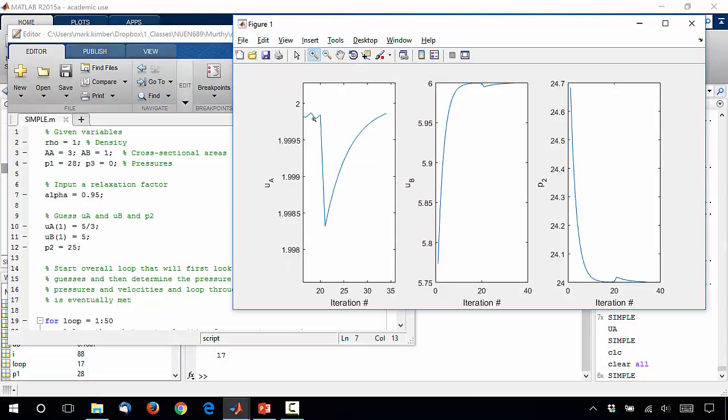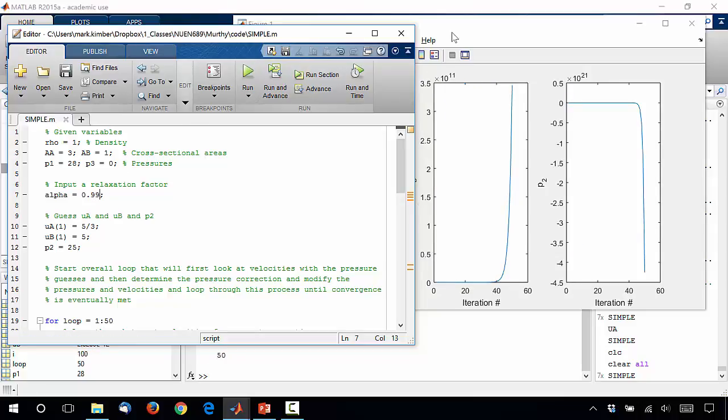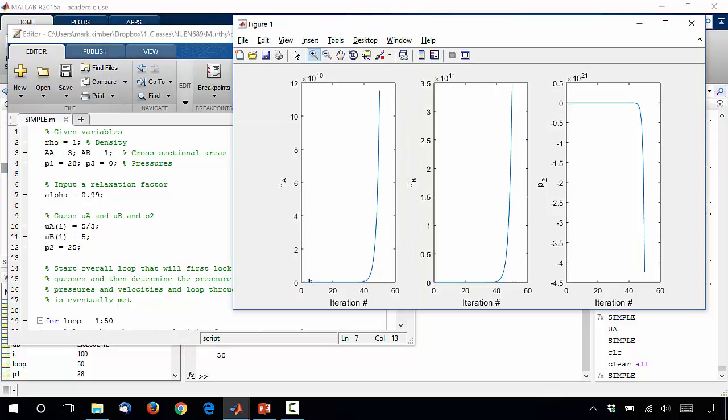You see it's almost oscillatory, and then the iteration, the small change in pressure in that case causes a large change in velocity, and then we would have to start all over again. If I take this up to 1, then the solution will blow up. Let's try 0.99 actually. Yeah, so you see the solution blows up. In other words, the change in pressure causes a change in velocity that continues to increase from iteration to iteration.